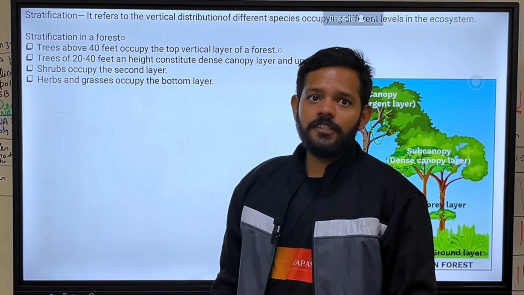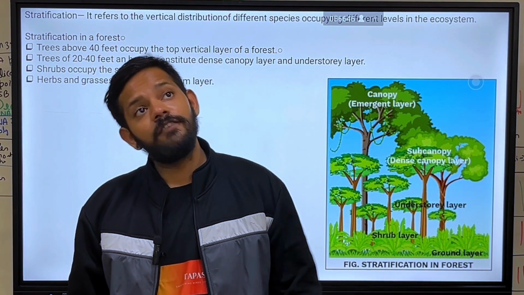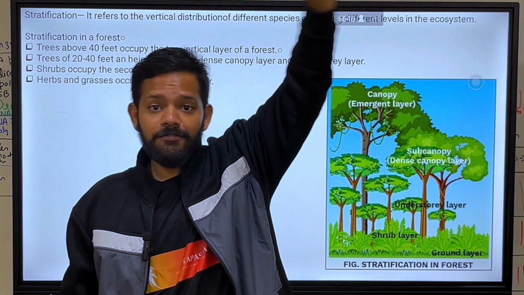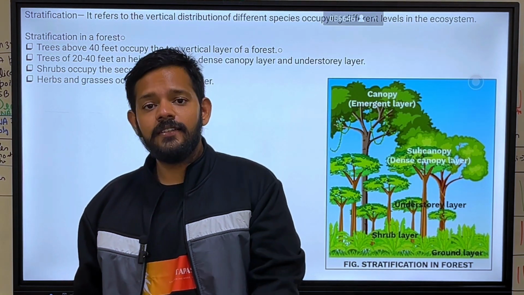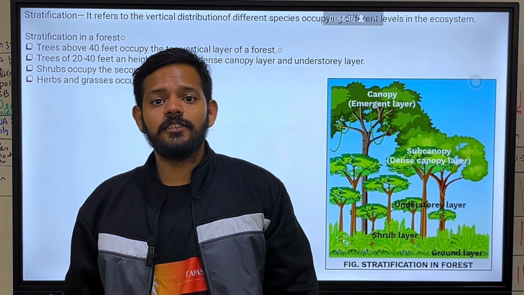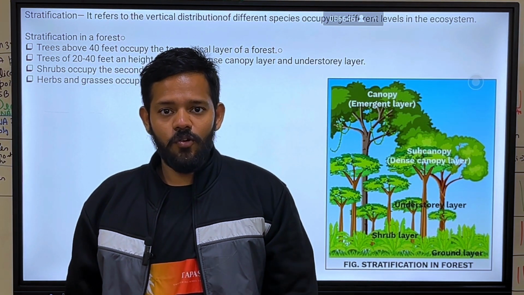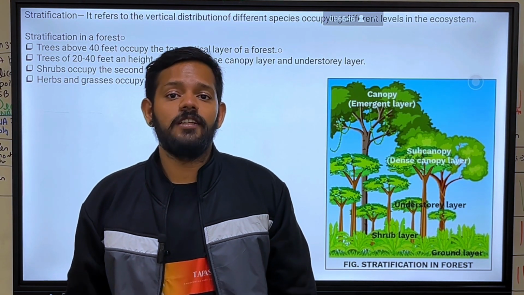Okay, see, in a forest you will find 4 types of different plants. First one, the tall one, which occupies the upper floor of the forest, that is your large trees. Then the smaller ones, the small or medium-sized trees. Then the third one is shrubs. And the fourth one is herbs, or we call them ground flora.